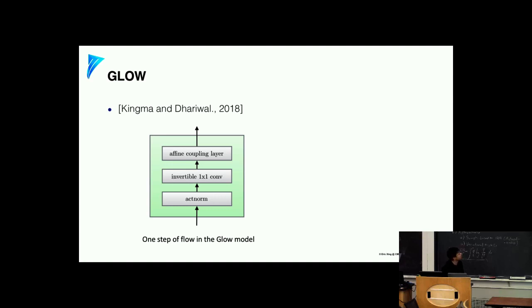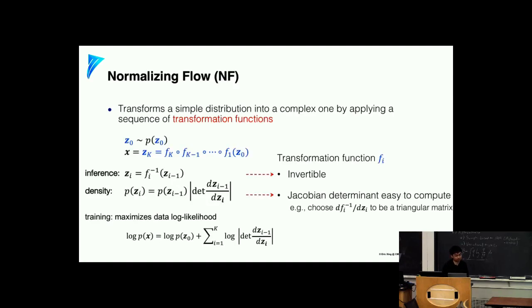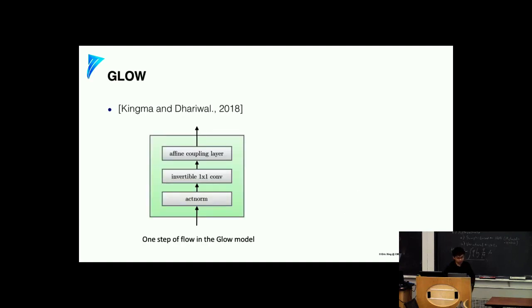Yeah, so this is the basic principles underlying the normalizing flow. And GLOW is the latest model instance in this research line. Basically, this work formulated a particular type of transformation function, which consists of an activation normalization and an invertible convolution, and then an affine coupling layer.